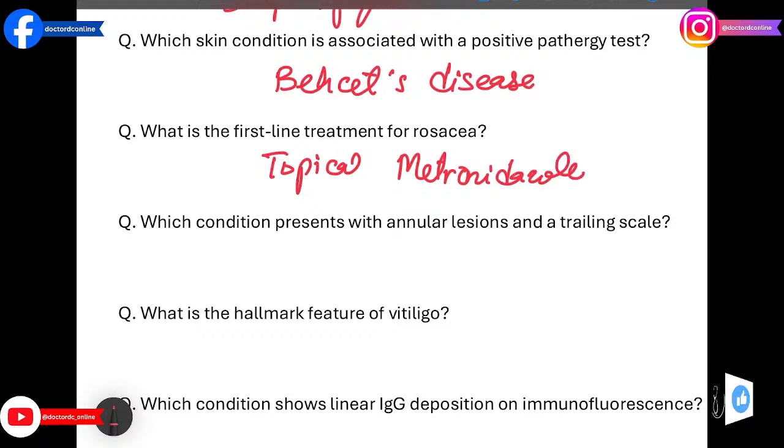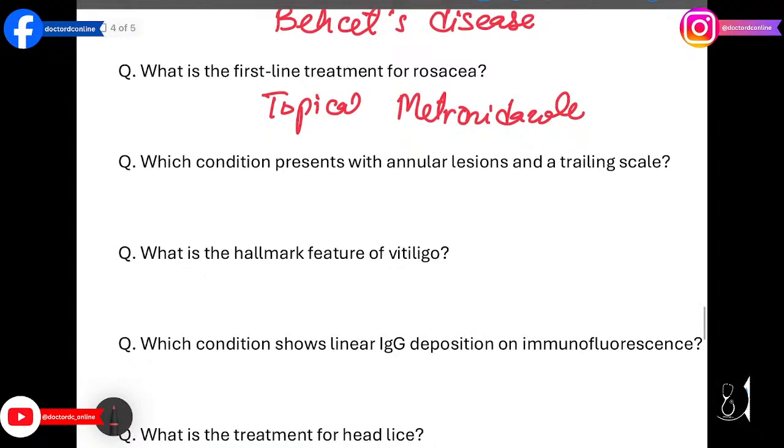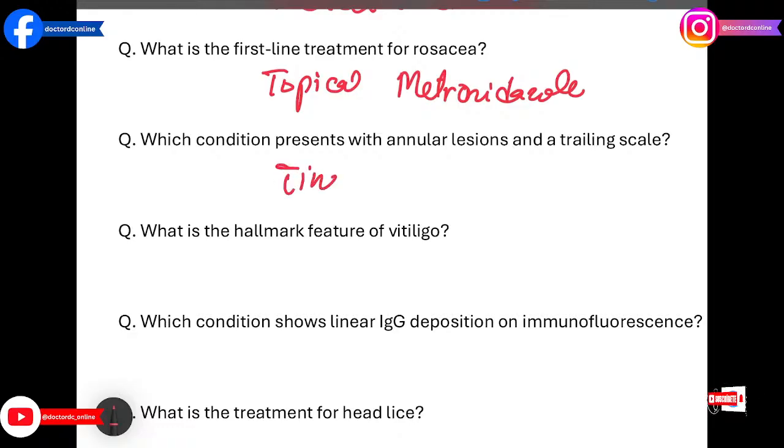Which condition presents with annular lesions and a trailing scale? Tinea corporis. Ringworm lesions have a scaly border caused by dermatophytes.